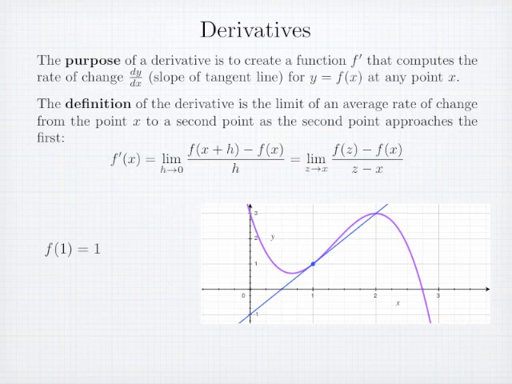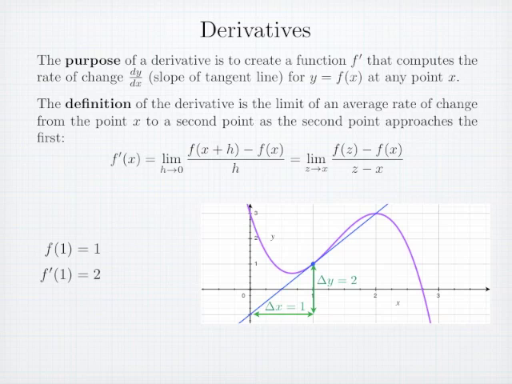I also have drawn the tangent line, which is blue. If I calculate the slope of the tangent line by looking at the rise and the run, delta y is 2, delta x is 1, and so the slope of this tangent line is 2. We say f prime of 1 equals 2. The derivative of my function at x equals 1 is 2.